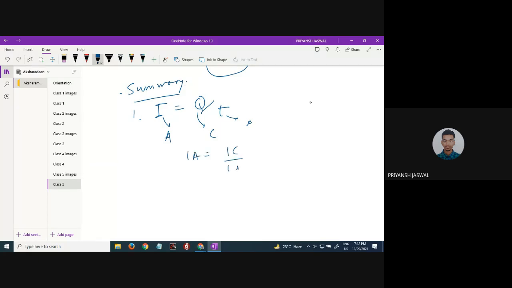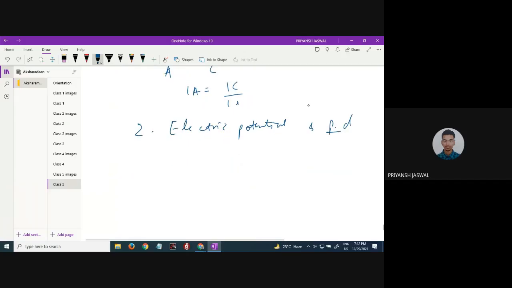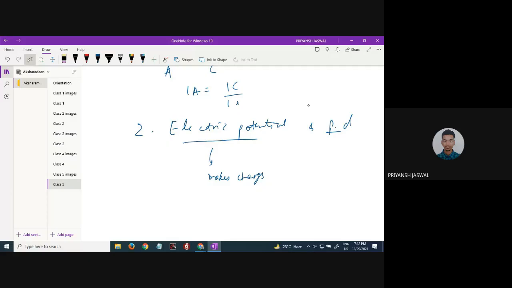Second thing we studied is electric potential and potential difference. Electric potential is the potential which makes the charges flow, like the pressure potential is what makes water or fluid flow. So electric potential is the potential which makes electric charges flow from one point to another in a conductor. And potential difference is the difference between the electric potential at two points.